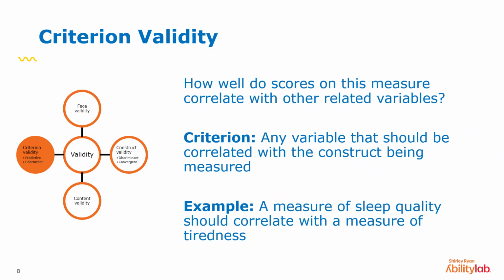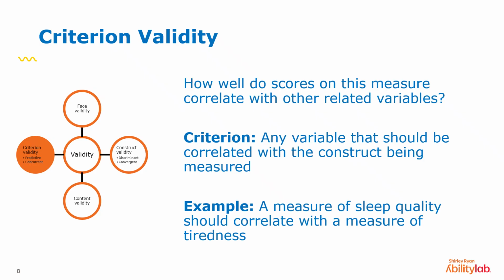Criterion validity evaluates how well one measure aligns with an outcome based on associations with another similar measure. It answers the question, how well do scores on this measure correlate with other related variables? A criterion is defined as any variable that you'd expect to be correlated with the construct being measured. For example, a measure of sleep quality should correlate with a measure of tiredness.